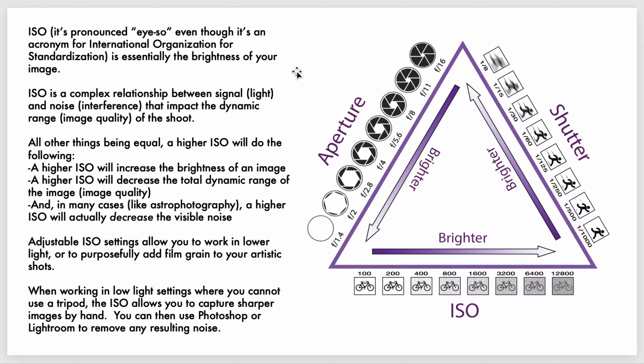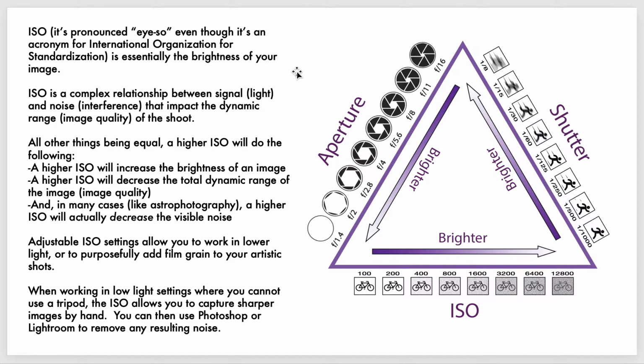Okay, so this is a very complex relationship between signal, which is the light, and noise, which is the interference, that impact the dynamic range, which is the image quality of the shot. It's a lot of math. Just another way of saying there's math, and that math takes into consideration what is your lighting, right? We have 24 hours in a day in which the light changes from minute to minute. And then we have artificial lighting that we can create in different ways. And then we have something that's noise.